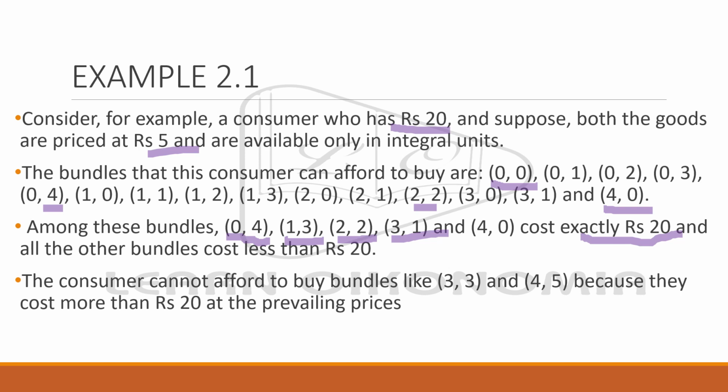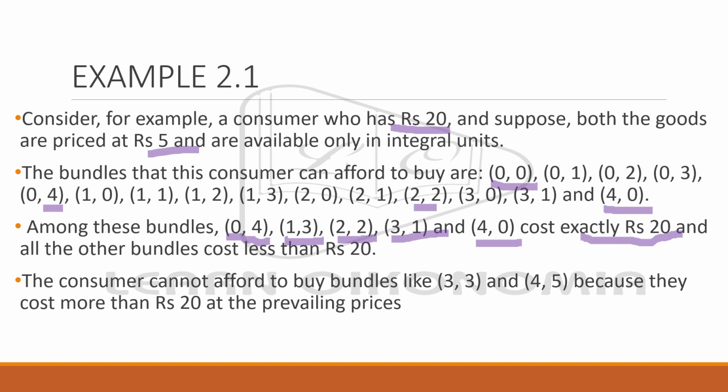Again here you are consuming the first commodity 4 units and second commodity no consumption, because you are spending your entire income on the first commodity only. So 4 into 5 will be giving you 20. Okay. So all this combination would give you exactly 20. And the consumer cannot afford to buy any other bundles, because all other bundles are more than 20.